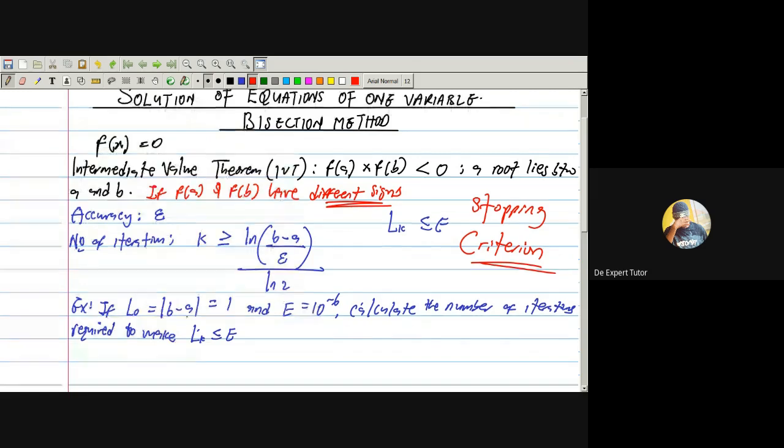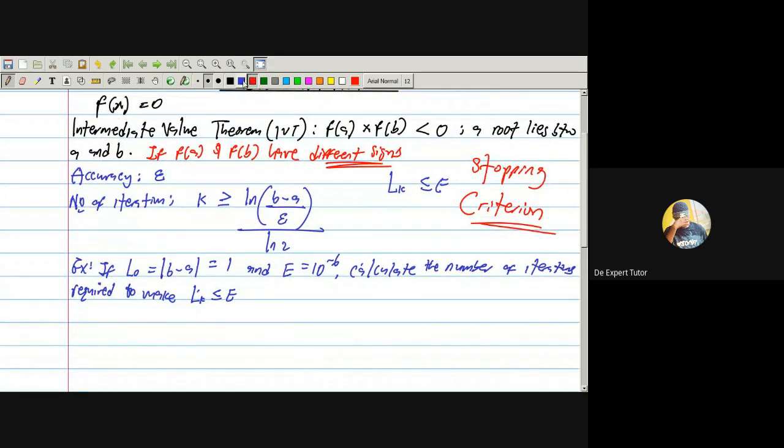So how do we get the number of iterations? Now pay attention. The number of iterations K must be greater than or equal to the length of the interval, minus the absolute value, divided by what's my accuracy? My accuracy is 10 raised to the power minus 6, divided by length 2. So if you solve this one, you'll be getting the result.